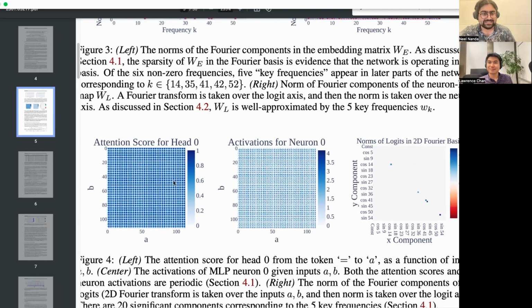One interesting thing is the attention heads purely have terms of the form cos wa or cos wb, but not cos wa times cos wb, while neurons have all of them.